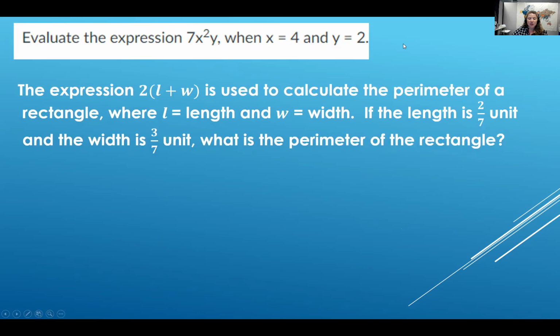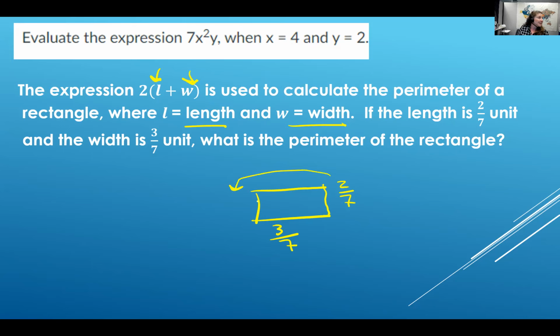All right. The expression 2 times length plus width is used to calculate the perimeter of a rectangle, where L is length and W is width. If the length is 3/7 and the width is 2/7, what's the perimeter? So basically we have a rectangle. It's 3/7 unit long and 2/7 of a unit wide. And so basically it's the same thing as saying 2/7 plus 2/7 plus 3/7 and 3/7. It's right there. You're welcome.